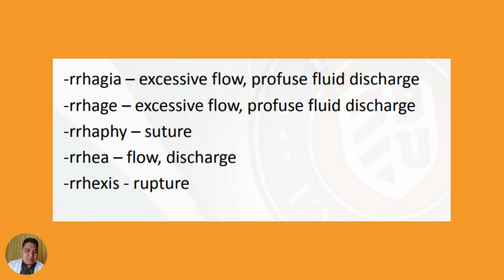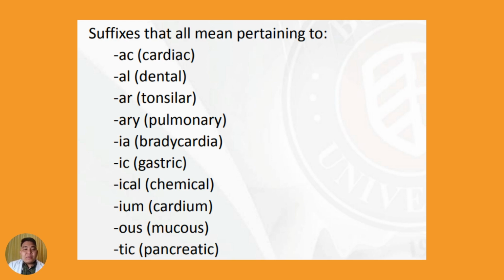Another we have is rrhagia or rrhage, excessive flow, profuse fluid discharge. This is an example of, for example, hemorrhage: excessive flow of blood or profuse fluid discharge. Next would be suffixes that all mean "pertaining to." From the AC, it entails cardiac. For example, we use the suffix in the word cardiac, so it pertains to the cardiovascular system or the heart itself.